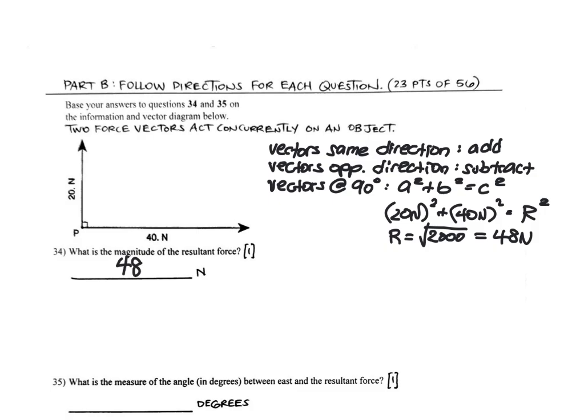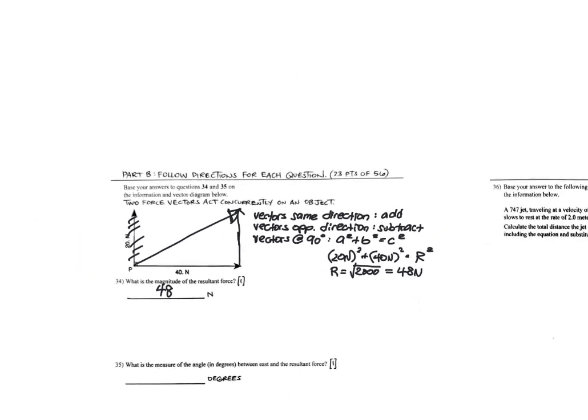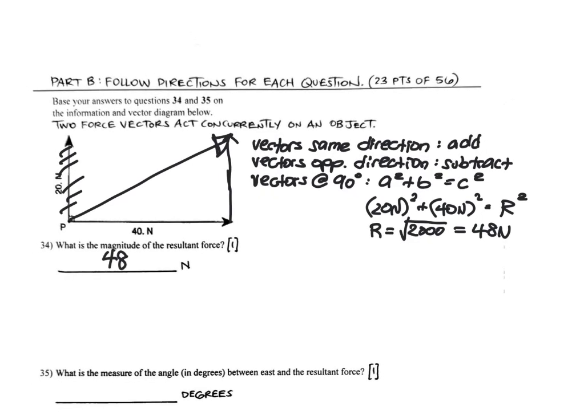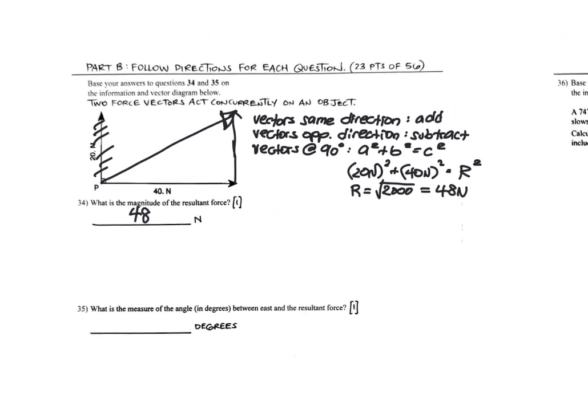Now you could do this to scale. You could redraw the 20 newton vector over here, kind of shift that guy over, and then the resultant goes from the starting point to the opposite corner. But I couldn't draw that to scale because I don't know what the scale is. You can kind of make a scale, but even on this video, I can change the scale just by pinching. So, if you have vectors at right angles, just go ahead with the Pythagorean theorem, and then you should be fine.